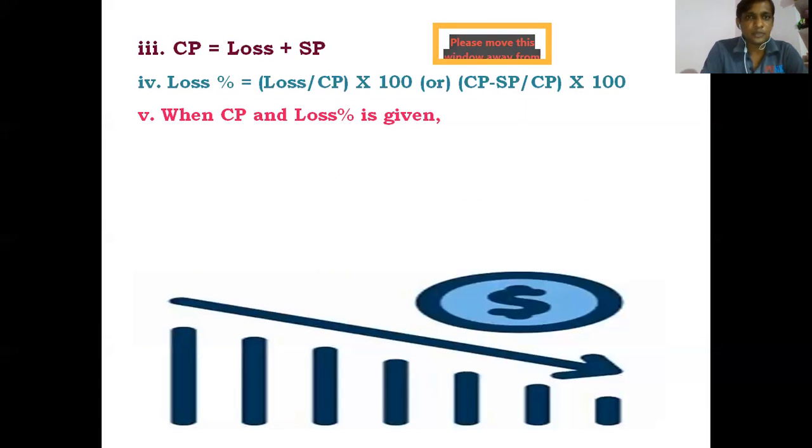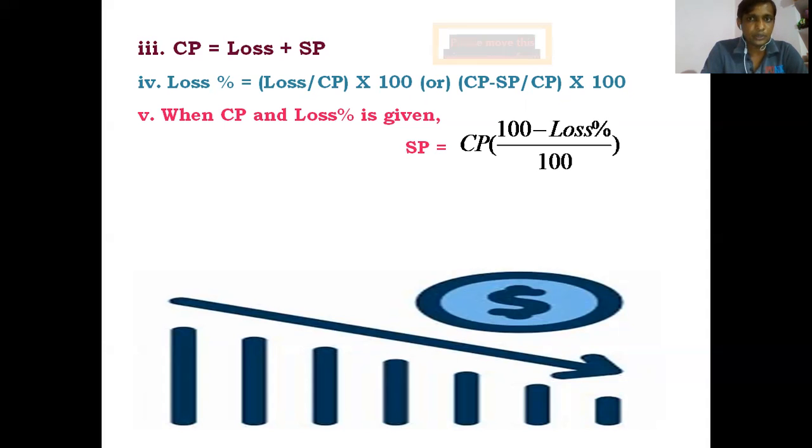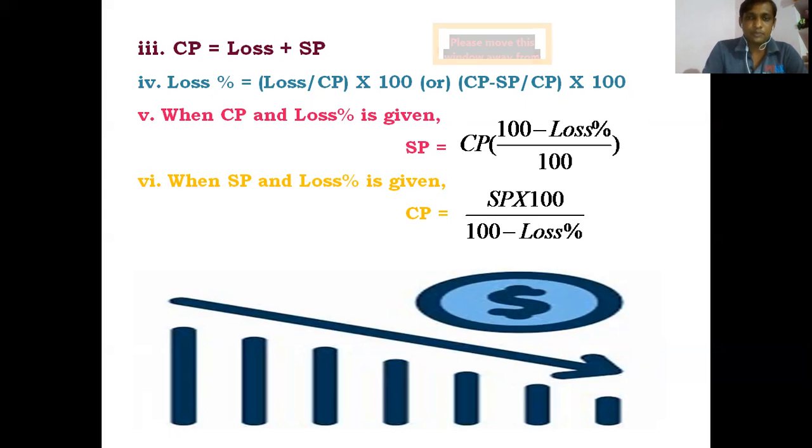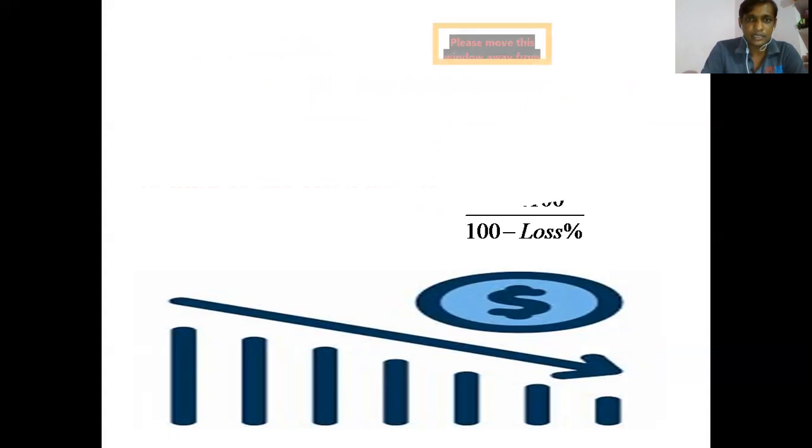When CP and loss percentage are given, then selling price is equal to CP into (100 minus loss percentage) by 100. Same when CP and profit percentage are given: it is CP into (100 plus profit percentage) by 100, the same formula. But for loss we subtract, and for profit we add. When SP and loss percentage are given, then CP is equal to SP into 100 by (100 minus loss percentage).